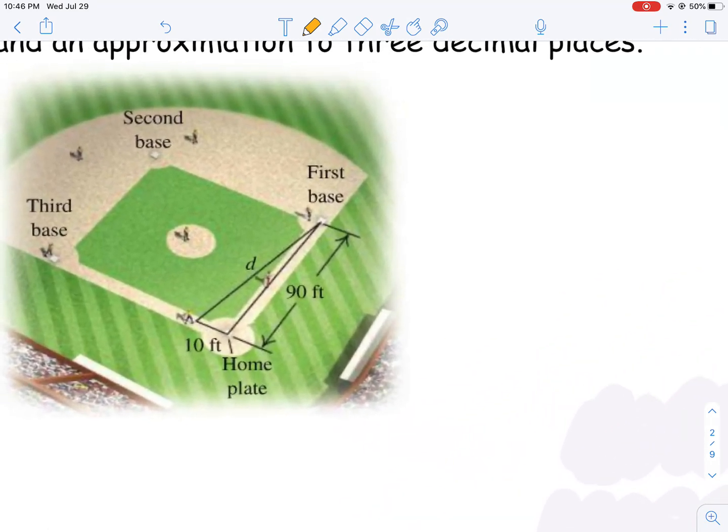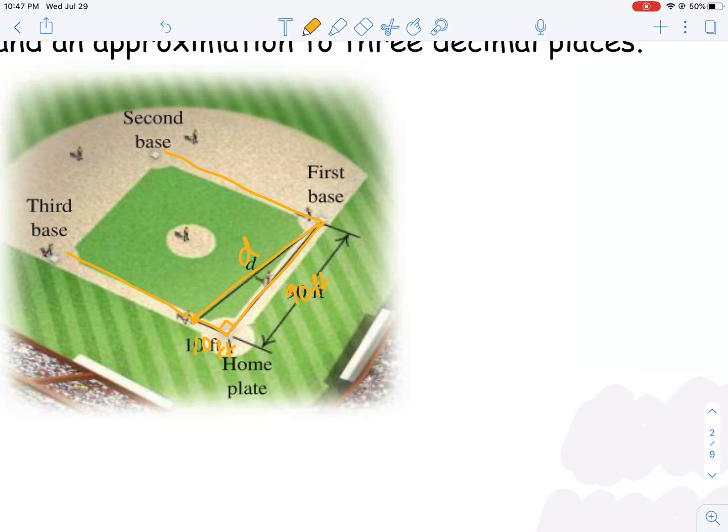They've even given us a picture here. We know that the baseball field is a square, each side being 90. Because it is a square, we know that we have a right angle right here. It says we have a catcher that's 10 feet from home plate, so I know that this distance is 10. I know that this distance is 90 feet, and we want to figure out how far his throw is if he has to throw it to first base. So we want to find this distance, D.